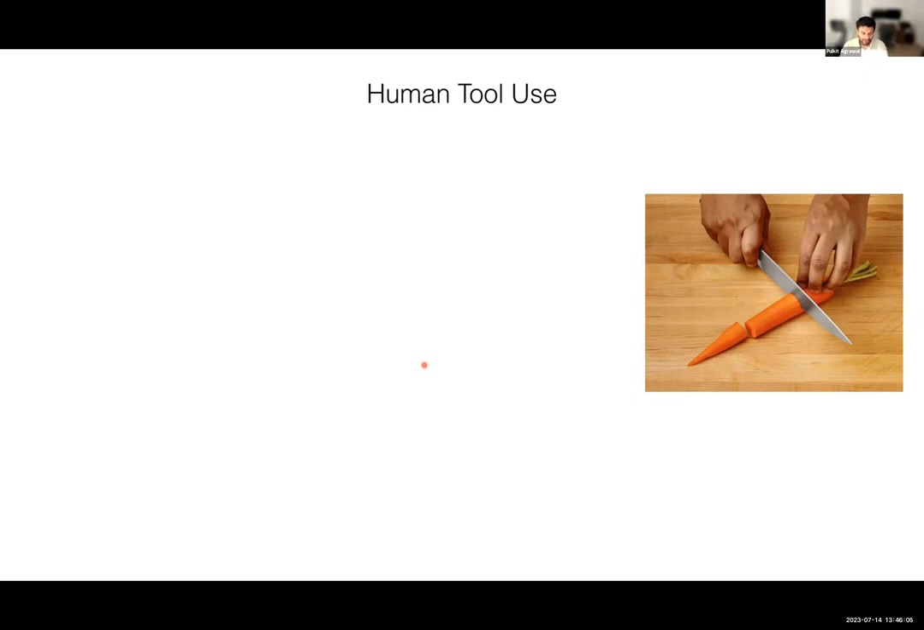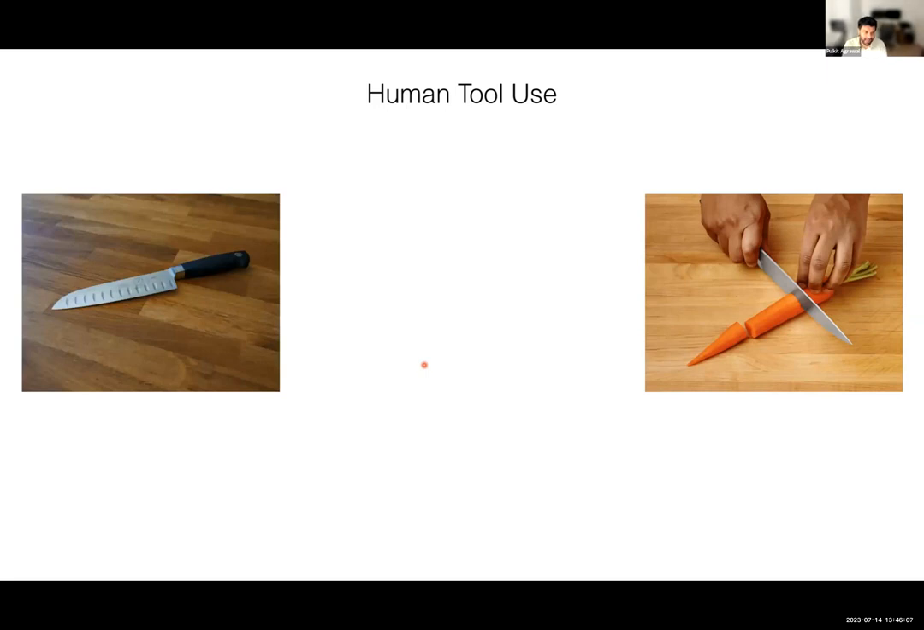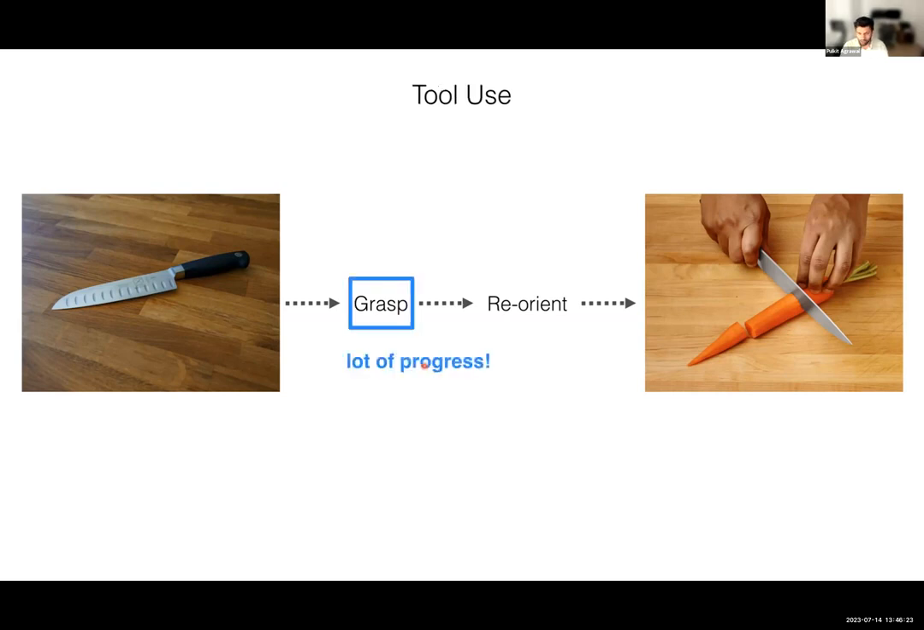Typically, a knife might be lying on your table, or it might be in your drawer. So the first thing we need to do is to grab this knife, and then we need to reorient it before it becomes useful as a tool. Now, we all know there has been a lot of progress on the problem of grasping. But reorientation has remained challenging. And reorientation also seems to be a precursor to general tool use.